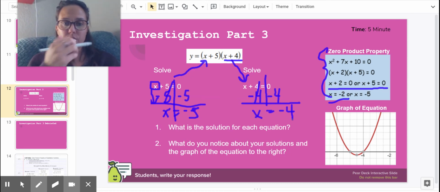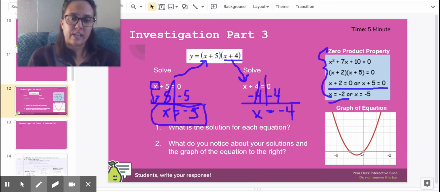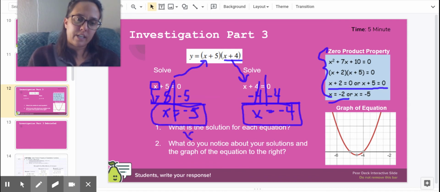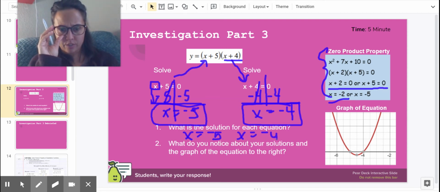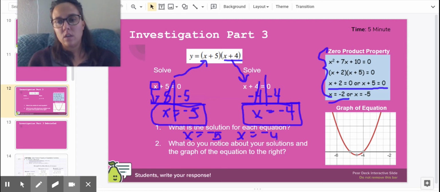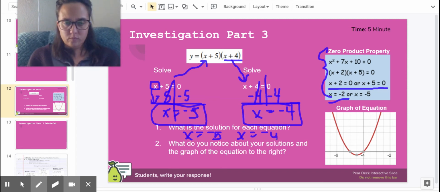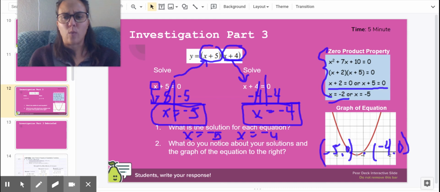So what is the solution for each equation? Well, the solution is x equals negative 5, and x equals negative 4. So what do you notice about your solutions in the graphs of the equations? Well, in the first slide, we noticed that x plus 4 and 5 were the same as the intercepts, right? We had intercepts at negative 4, 0, and negative 5, 0, but we wondered why were they opposite values?